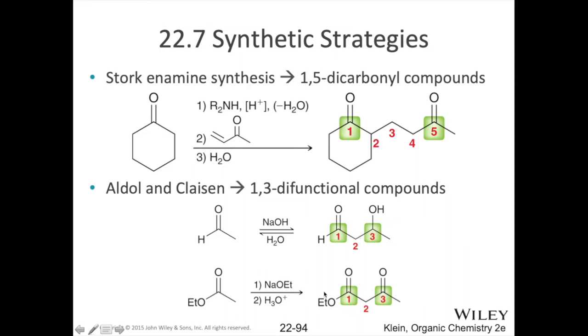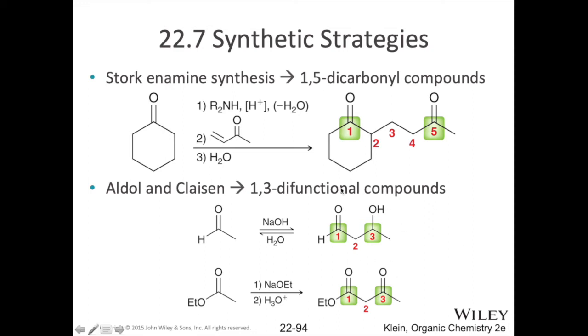So, in the case of our Claisen reaction, we have carbonyls at the 1 and 3 positions. In the case of an aldol reaction, remember you have an aldehyde group and an alcohol group. That's the "ol" part. And again, they are at the 1 and 3 positions with only 1 carbon in between them. All right, so that's a quick way to recognize the approach you want to take to making a particular product.